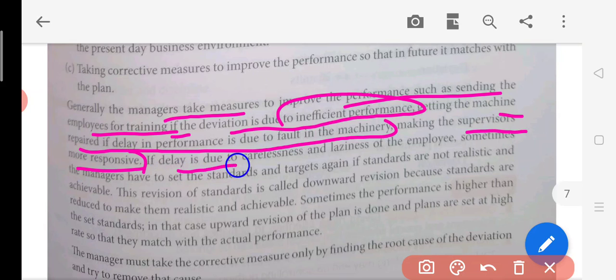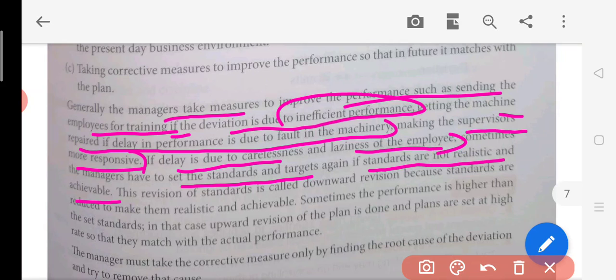Then if delays are due to carelessness and laziness of the employee, sometimes the manager has set the standard and target against it, if the standards are not realistic and achievable. So basically, if the worker is lazy or careless, you can give him some strict warning against such a thing, and next time he will not be working carelessly or lazily in the company. So this is how the standards can be controlled, and also the standard should be realistic.